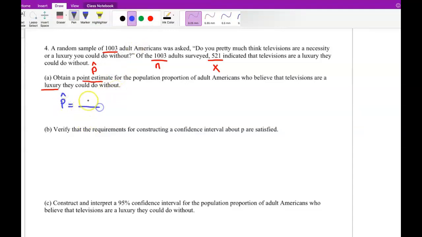Now the answer: p hat equal to x divided by n. X is 521, who believe that it is a luxury. So it's 521 divided by the sample size, 1003. So the answer is 0.519.